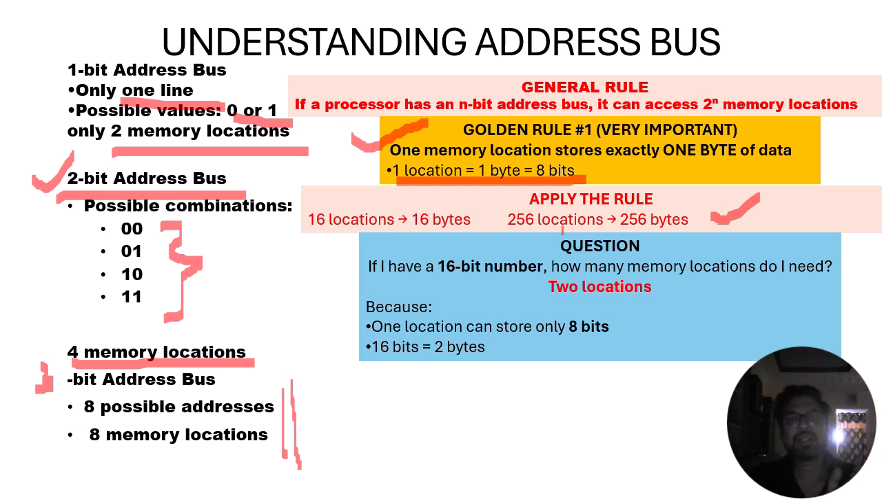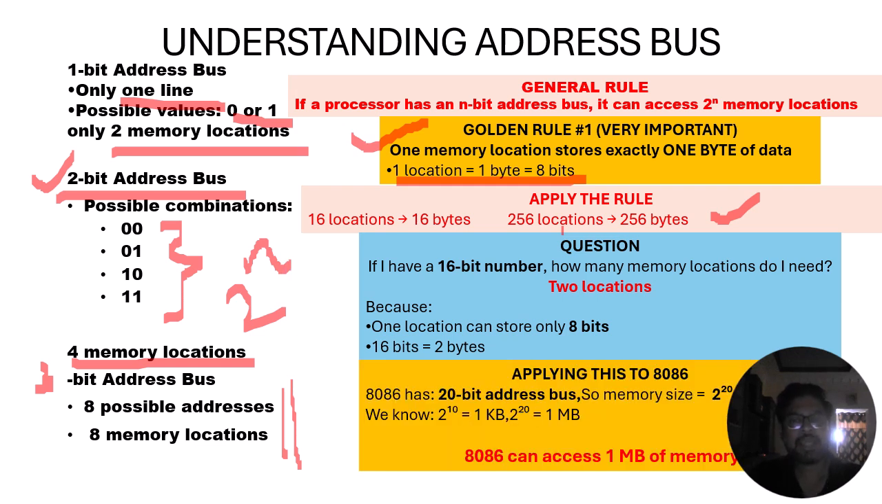Finally, the memory size formula: memory size is equal to 2 to the power n bytes. So apply this to 8086. 8086 has 20 bits of address bus. So the memory size is 2 to the power 20. We know that 2 to the power 10 is 1 kilobyte. So 2 to the power 20 is equal to 1 MB. So finally we come to a conclusion that the 8086 can access 1 MB of memory since it has 20 address lines.